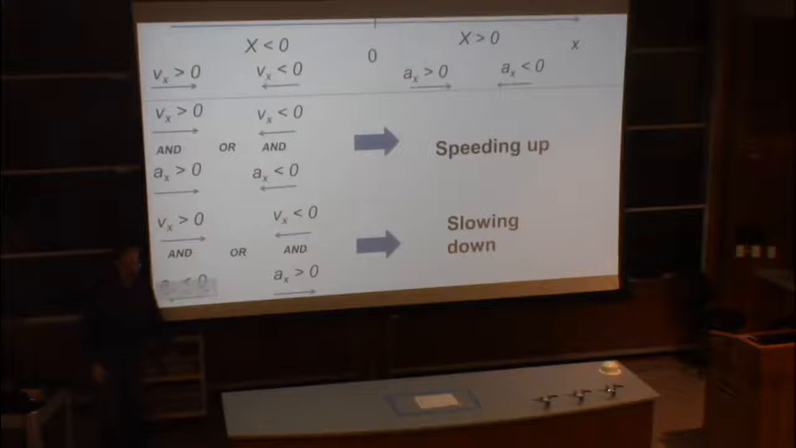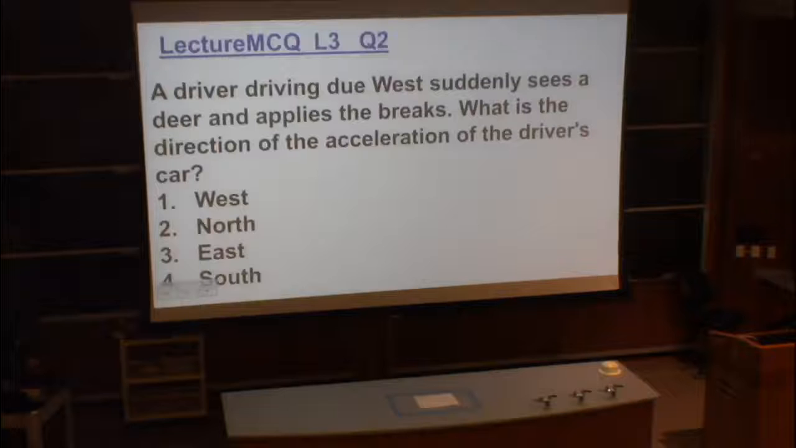This is the summary of situations when things might be speeding up or slowing down. We always point the x-axis to the right. So everything which points to the right is positive acceleration. Points to the left is negative. Same for velocity. Now, when velocity and acceleration point in the same direction, the object travels faster and faster and faster. Acceleration helps it travel. When velocity and acceleration are opposite, acceleration slows it down. And actually, there is another name for that process, deceleration. Finally, a question.